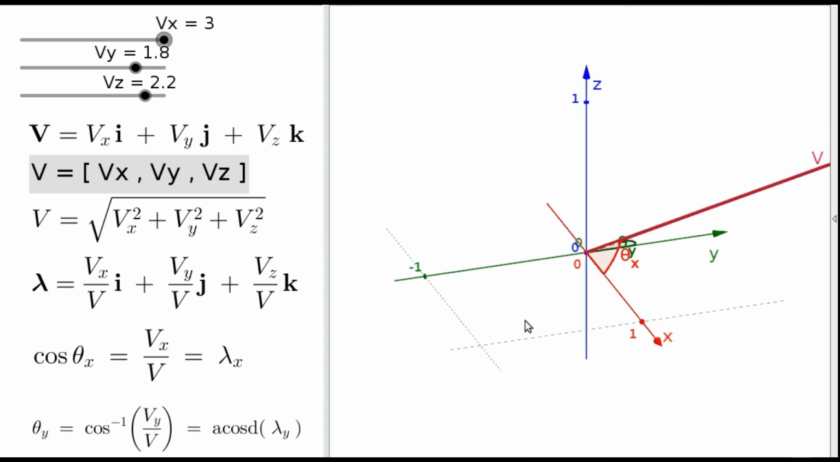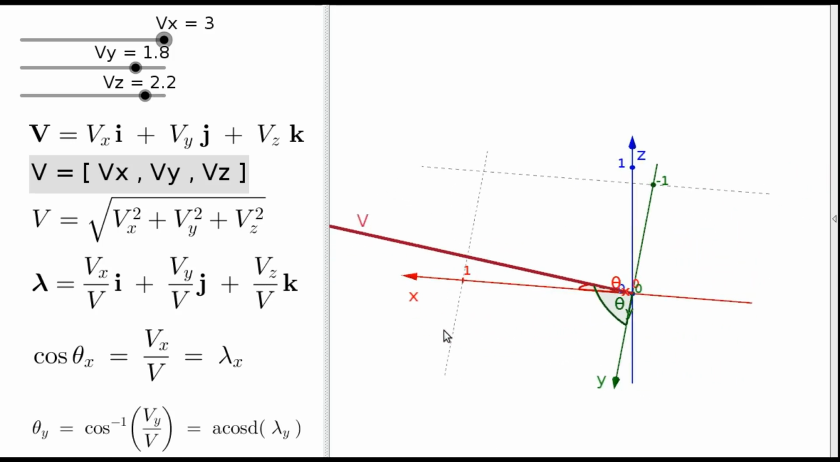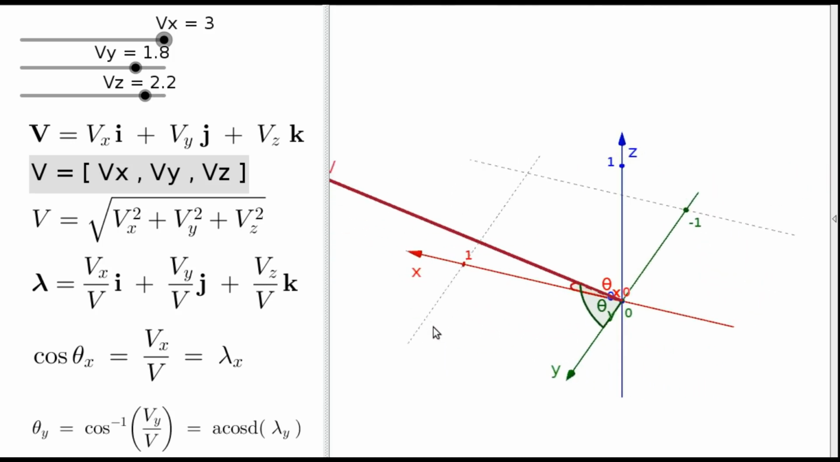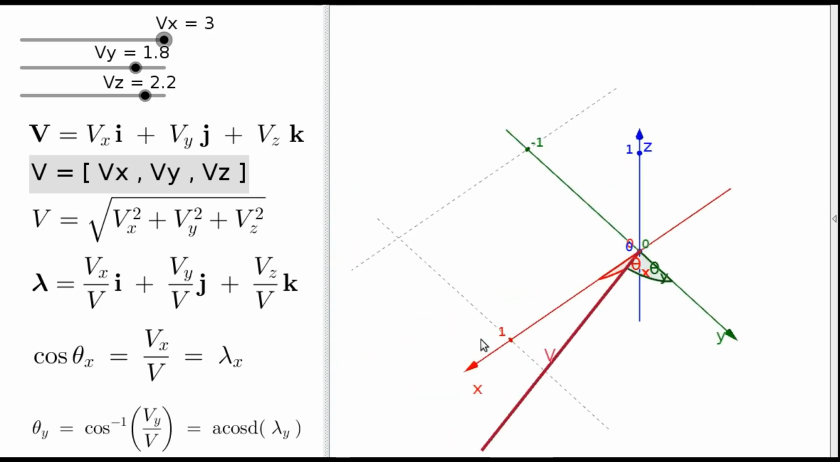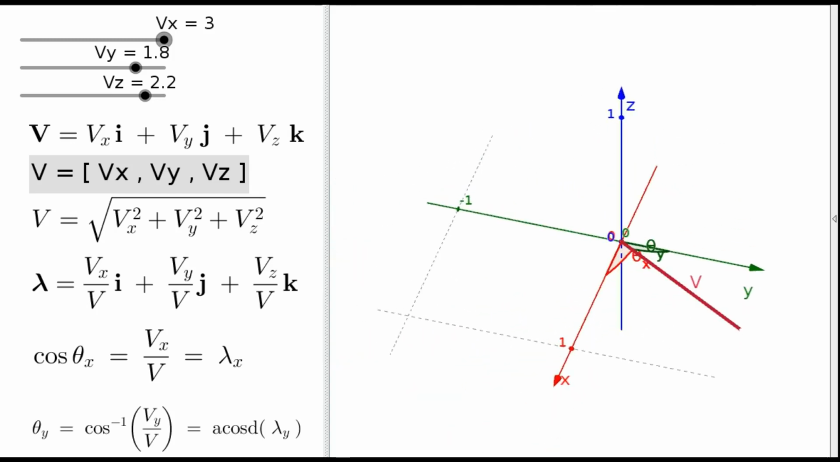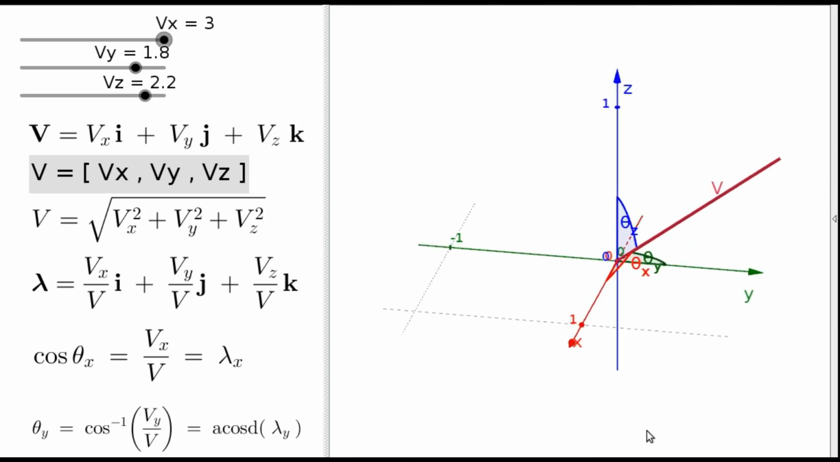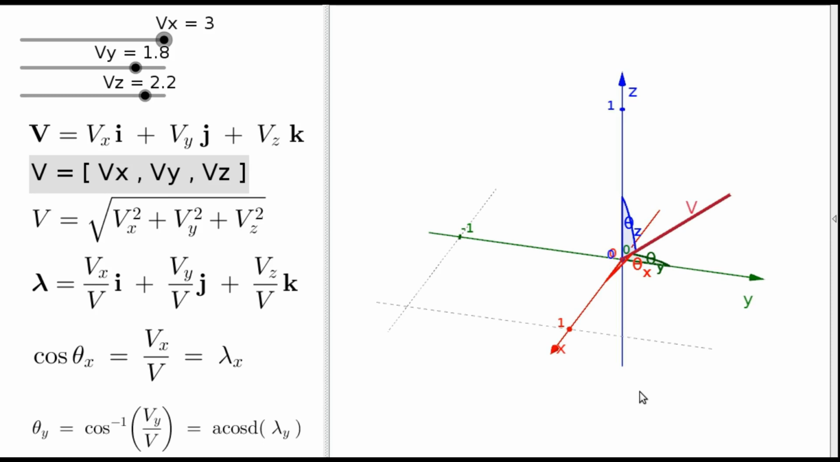Let's take a look at this theta y. So here we can see theta y. And these will go between 0 and 180 degrees. And theta z. So these three components of theta define the direction of the vector. Again, we only need two of them because we can always calculate the third because of the sum of the squares.